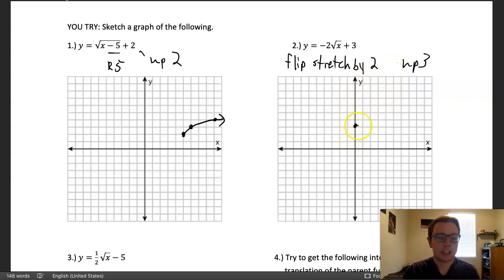So we'd normally go over 1, up 1. We're going to go over 1 and down 2. Normally, the square root of 4 is 2, so we'd go over 4 and up 2. We're going to go over 4 and then multiply that by negative 2 to go down 4. 1, 2, 3, 4. Normally, the square root of 9 is 3, so we'd go over 9, up 3, but we have to multiply our change in y by negative 2. So we're going to go over 9 and down 6. So go over 9 and down 1, 2, 3, 4, 5, 6. And this is our function.